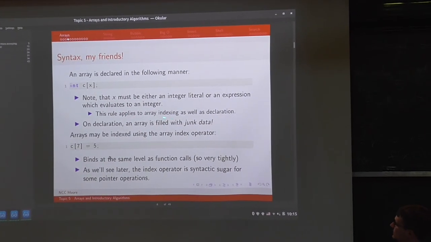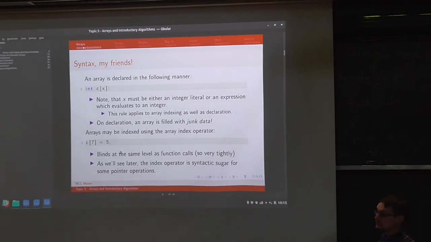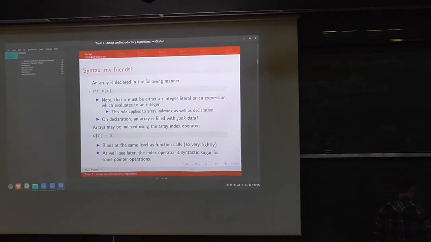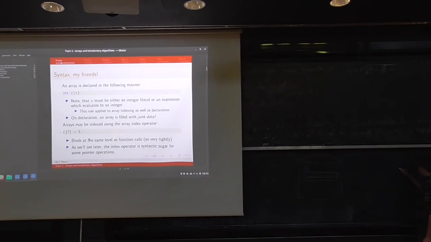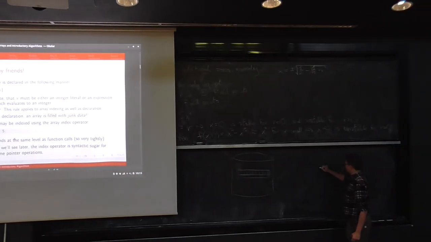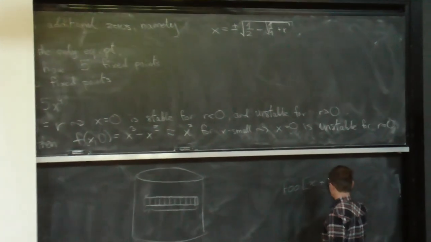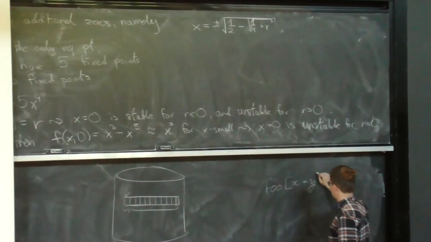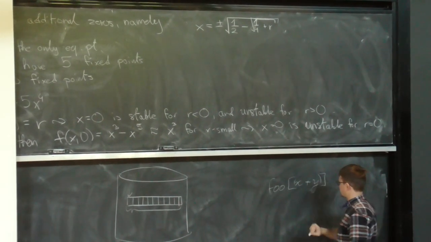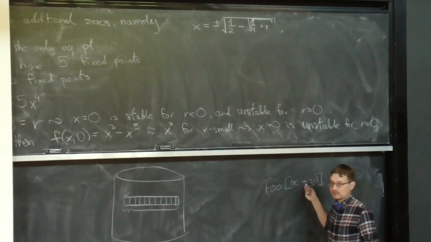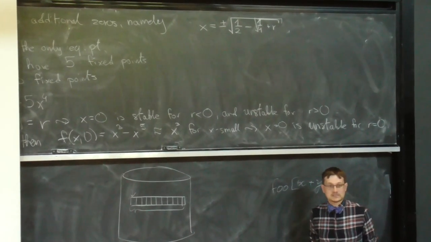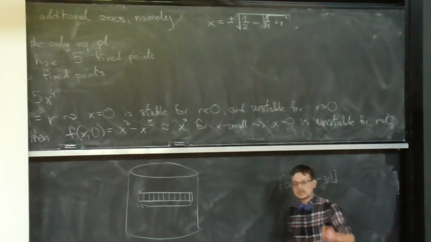This rule applies to array indexing as well as declaration. So you can have, for example, array foo, and you can access element x plus y. That is an expression that works. It will evaluate this and use that result to get to the index it wants, right? In case you didn't know that was possible, that's possible.